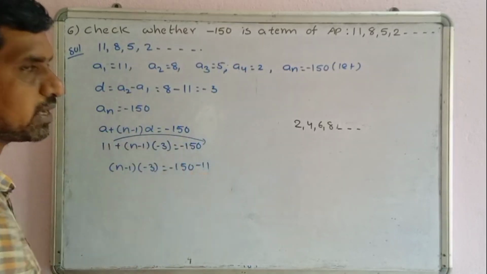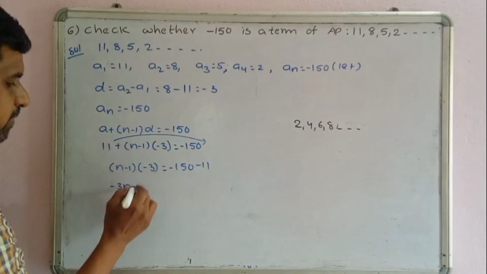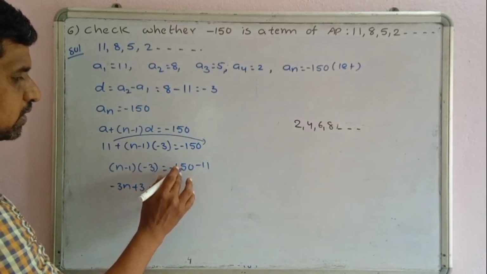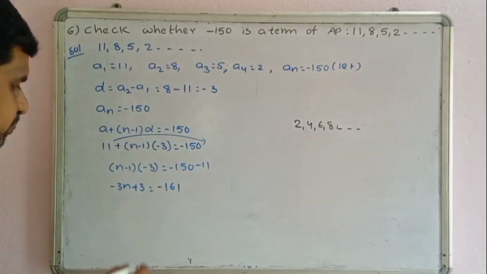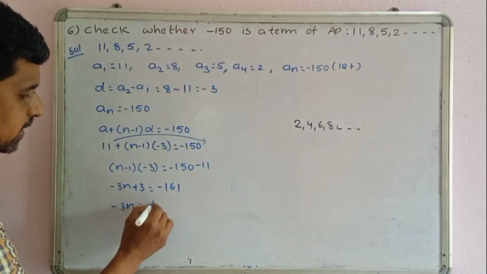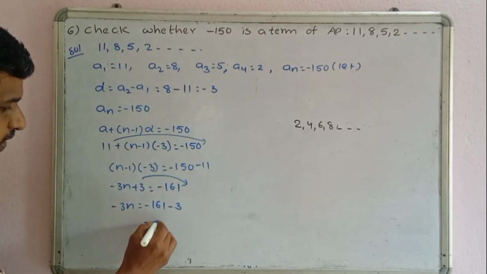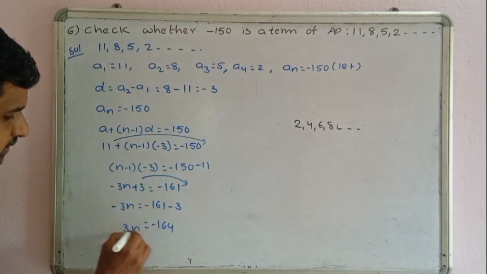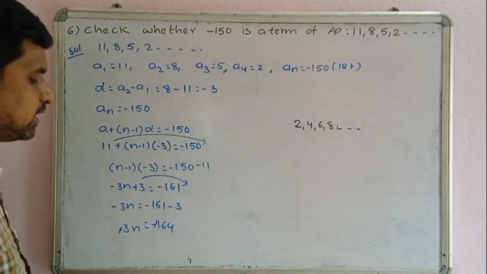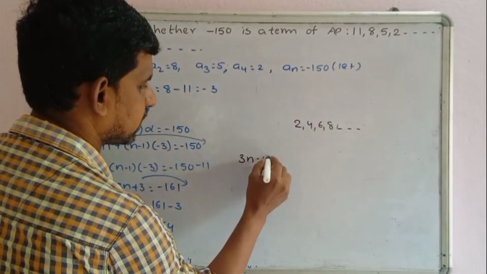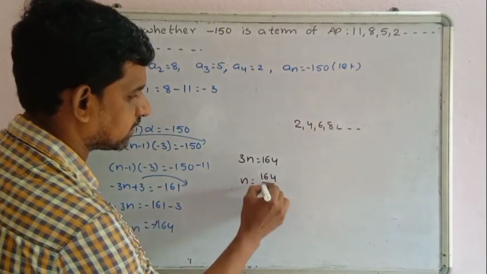11 transpose to the right side, minus 11. So n times 3 is minus 3n. Minus of minus is plus 3 equals minus 150 minus 11, so minus 161. So minus 3n equals minus 161. This one, transpose to the right side, minus 3. So minus 164. So minus 3n equals minus 164. Negative, negative get cancelled. So 3n equals 164. So n equals 164 by 3.